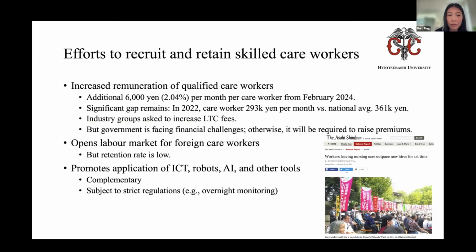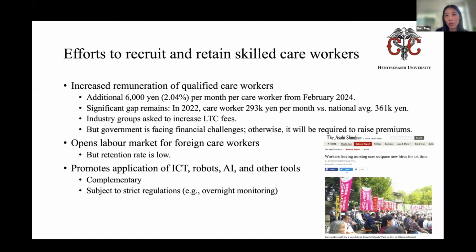In the meantime, Japan is further opening its labor market to international care workers by establishing bilateral agreements with other countries for formal training programs. But the retention rate is very low, especially as the Japanese yen has become relatively weak in these years, making this labor market less attractive to many international workers in general. Japan also promotes the application of new technologies in nursing care sectors to complement some tasks conducted by human staff. On the other hand, Japan is very cautious in new technology adoption and puts certain tasks, such as overnight monitoring, subject to very stringent regulations.